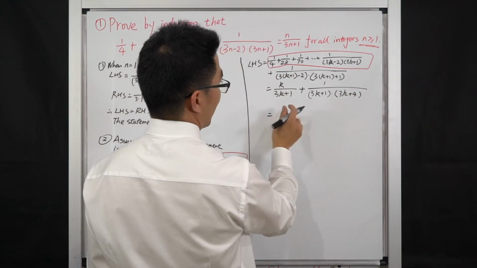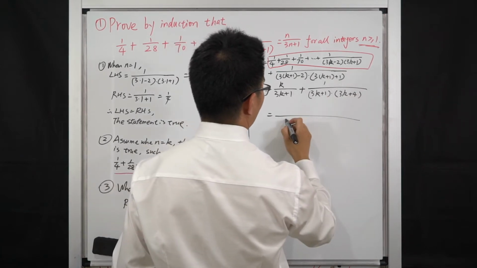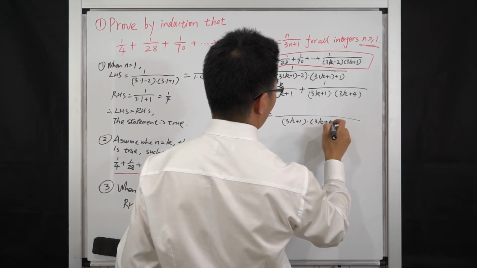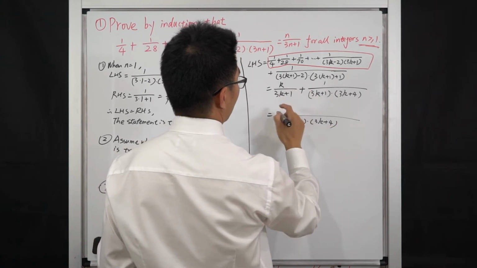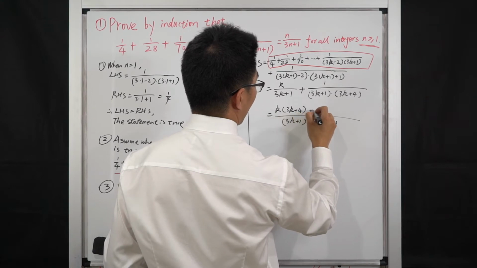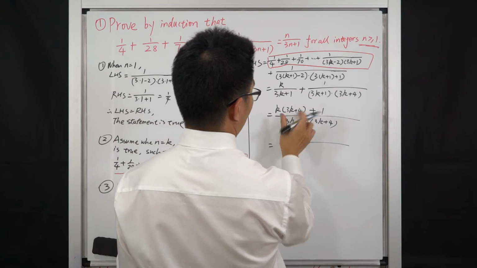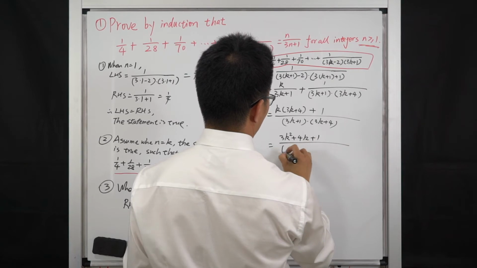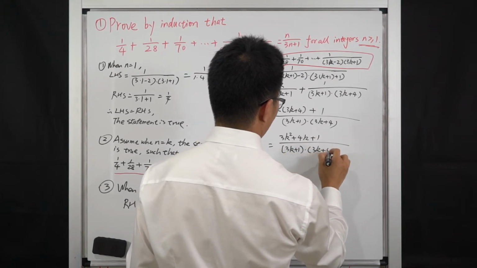Okay? Then we can make the common denominator of 3k plus 1 and 3k plus 4: 3k plus 1 times 3k plus 4. So for this term, we have to multiply by 3k plus 4 on both sides. So k times 3k plus 4, and then plus 1, this one from here. Okay? Then we can expand here with 3k squared plus 4k plus 1, and then over 3k plus 1 times 3k plus 4.